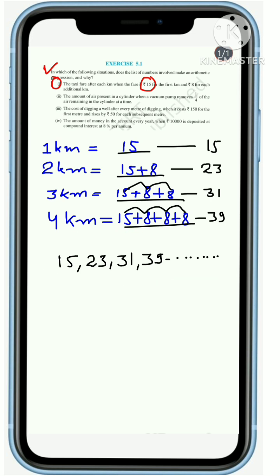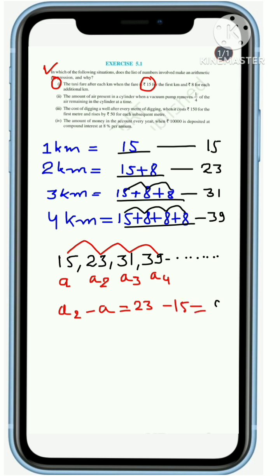For that, firstly we need to find difference between each term. So this is first term denoted by A, and this is second term denoted by A2, and this is A3, and this is A4. Now difference between A2 and A will be A2 minus A. A2 we have 23 and A we have 15, and after subtracting we obtain 8.